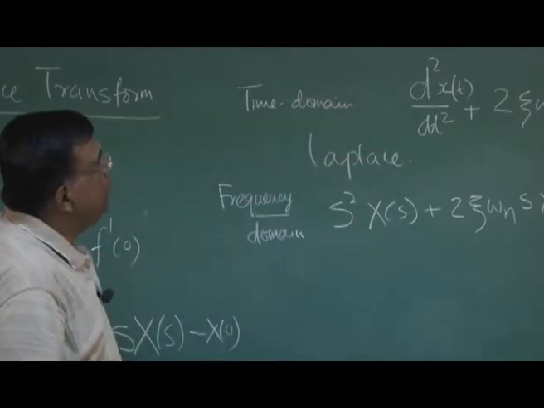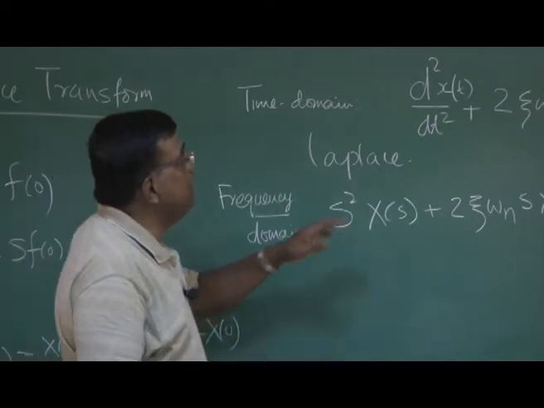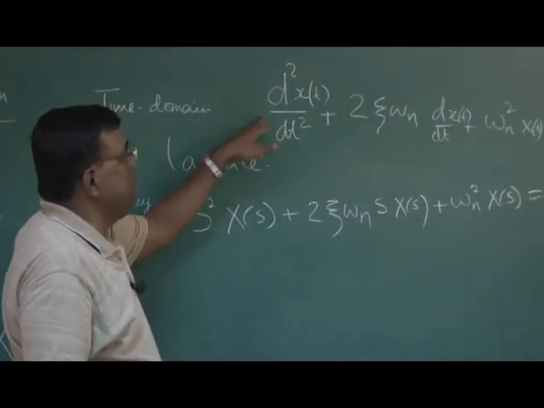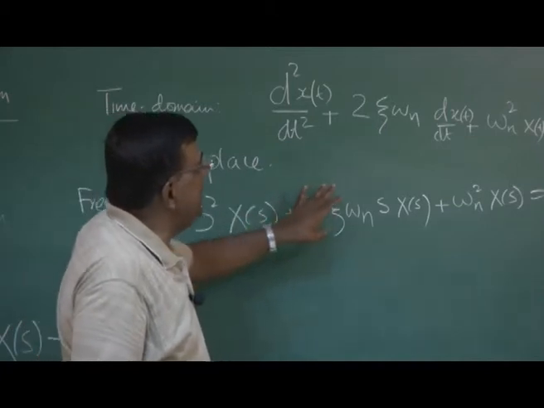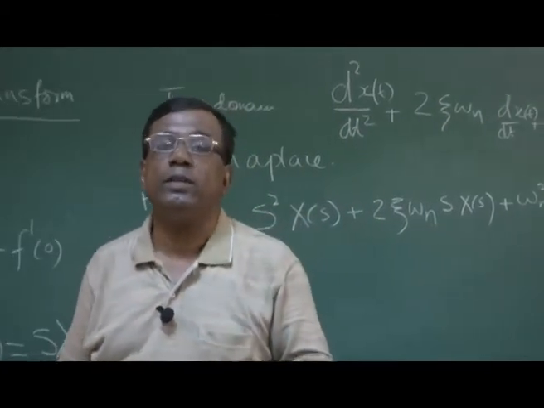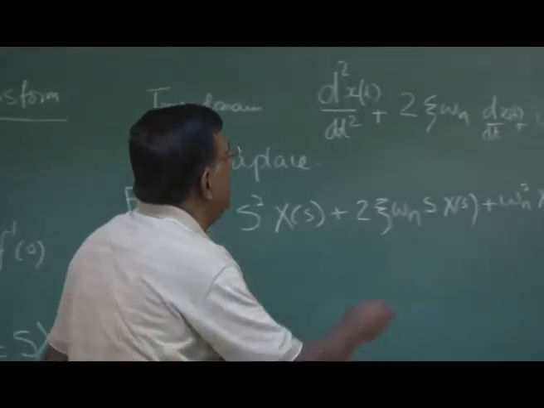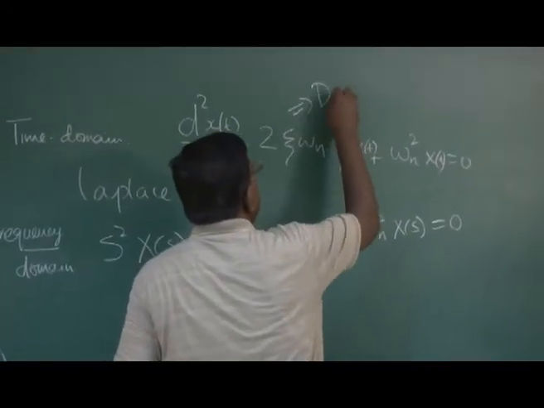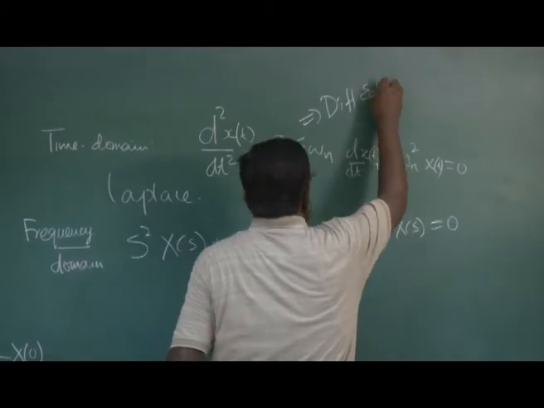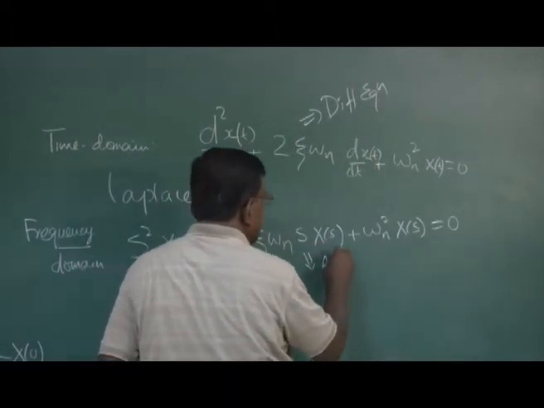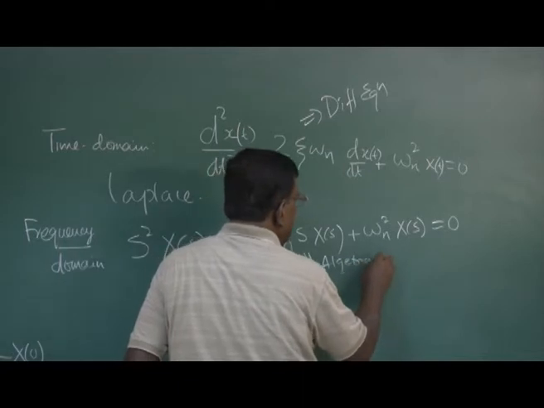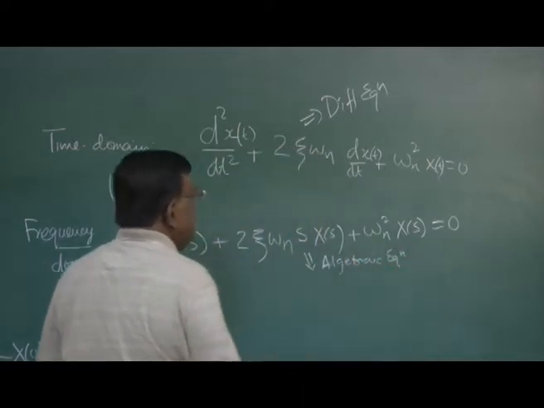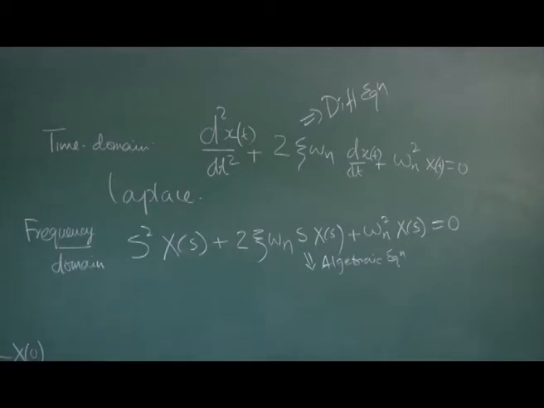So now, what are the differences you are finding here? Please see here. The moment I take a Laplace transform over this equation, this resulting characteristic equation is an algebraic equation, isn't it? This was the differential equation, and this is algebraic equation. This is the first advantage we got, and that will be our prime advantage for working in the frequency domain or using the Laplace transform.